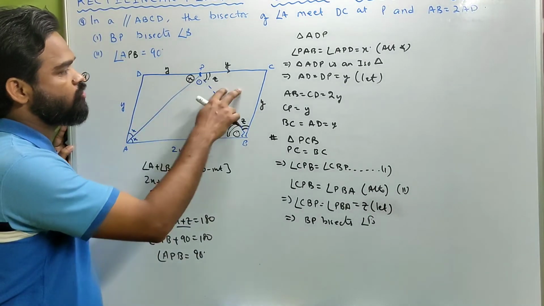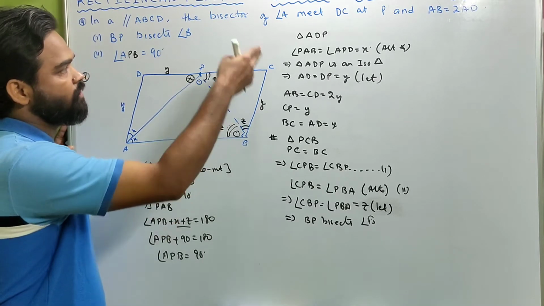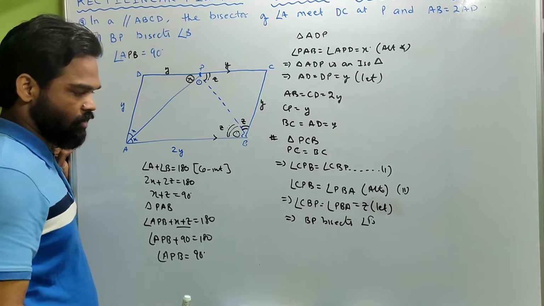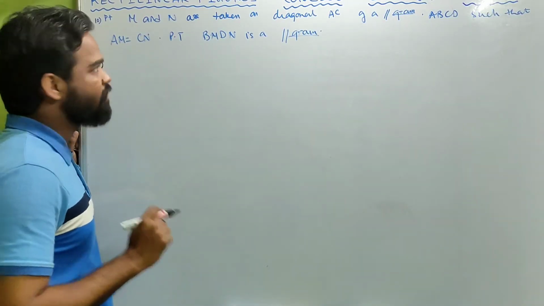Clear? Just prove that this basically is an isosceles triangle. Our work is done for the first part. Second part is very easy, okay? Now let us do the next sum. Now look at number 10.